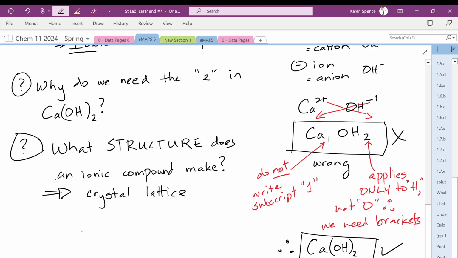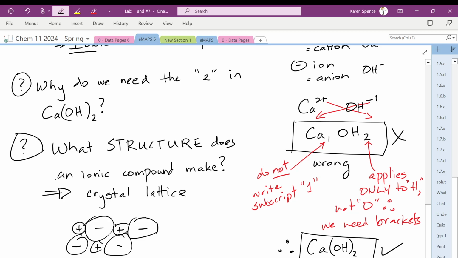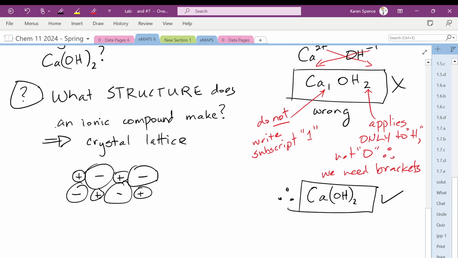So it would look like this: positive, negative, positive, negative, negative, positive, negative, positive. And I'll do one more row so it actually looks kind of square-like. Positive, negative, positive, negative. That's a good question. Why are the negatives so big? Very good question.